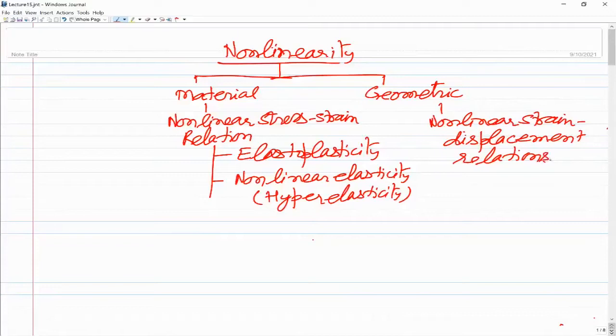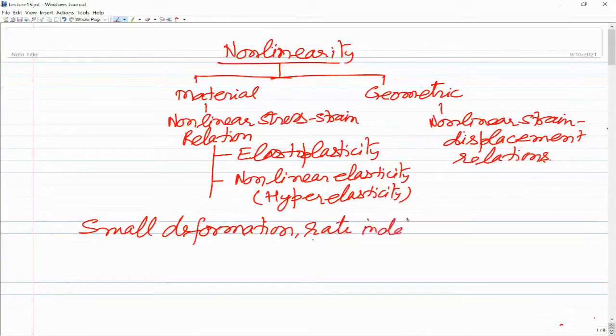So let me start with the small deformation rate independent elastoplasticity. Small deformation means the displacement gradients are small, so the quadratic terms in the Green-Lagrange strain tensor are negligible, and you only have linear strain displacement relations. Rate independent means we are not going to consider the rate of deformation. It is a small rate of loading, a quasi-static rate of loading.